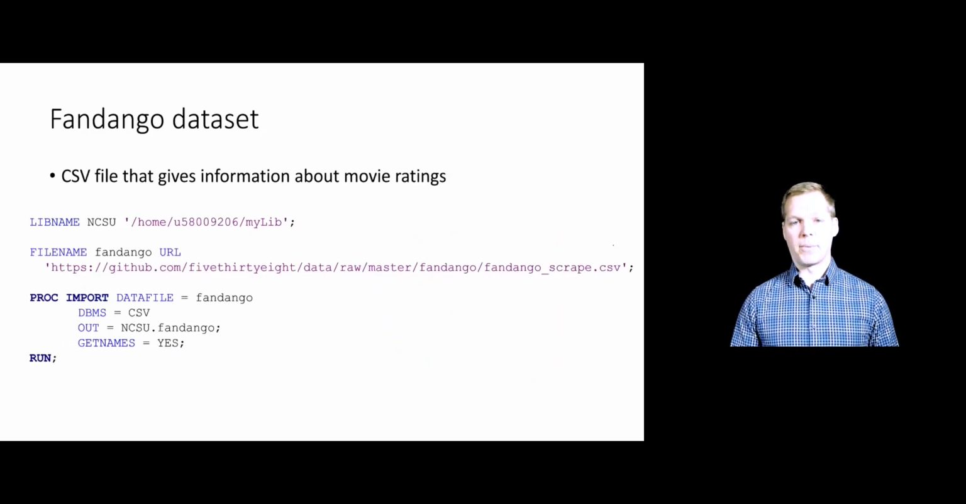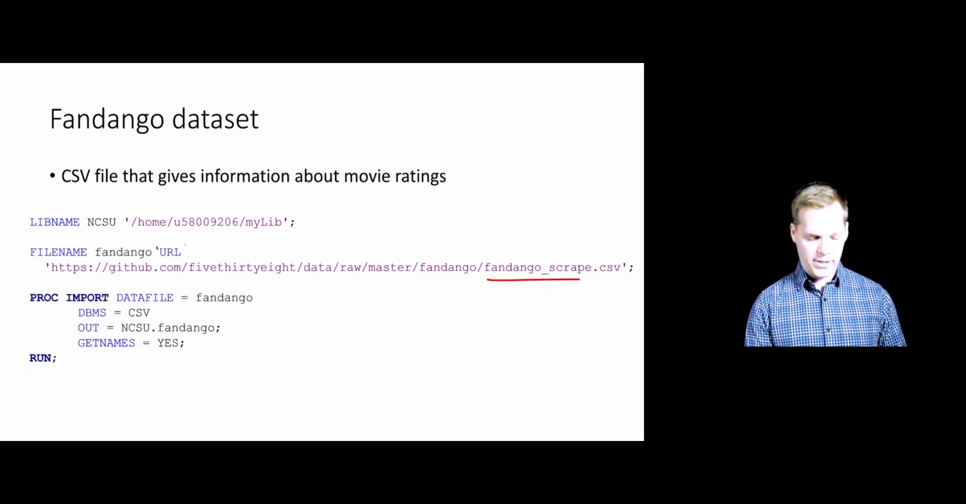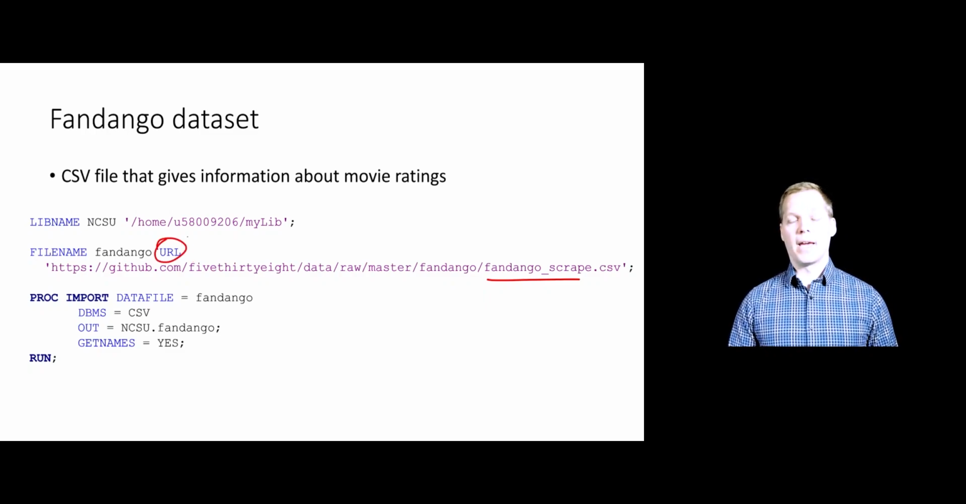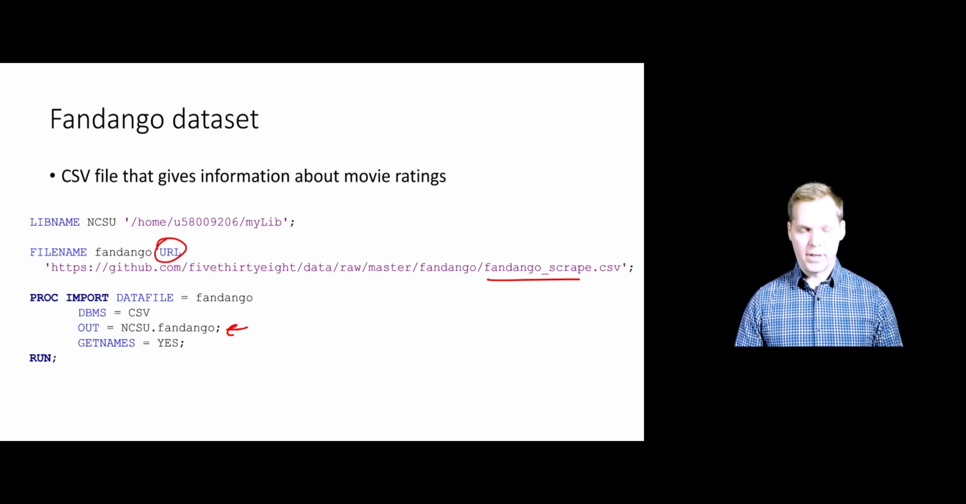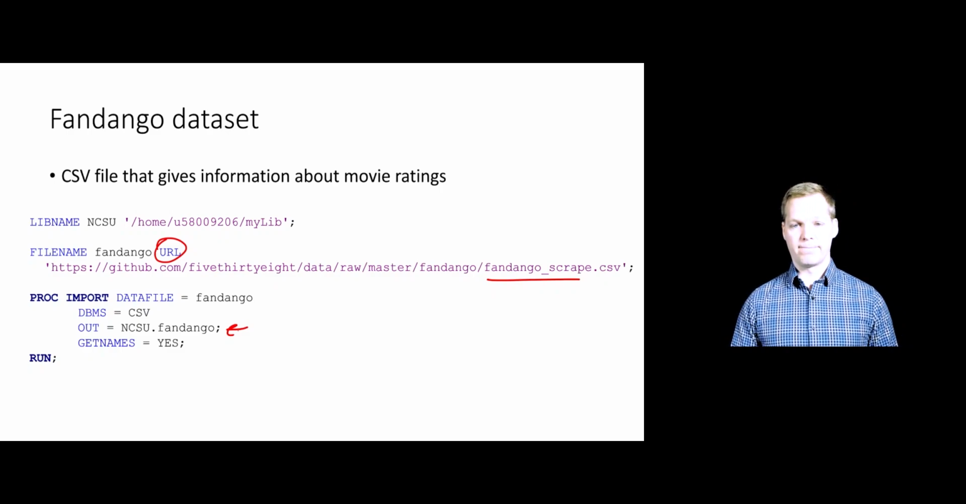Let's look at an example where we might do this kind of thing. There is a file available on the web that you can download. This is called Fandango_scrape. And we're going to read that into our NCSU library. So I've set up my library here at the top. Again, your numbers there are going to be different than my numbers. We're creating a file name reference called Fandango, and we're reading this from the URL. So we're specifying I'm going to read this from the web, and I'm going to use proc import to read that data set in. I'm going to read it into my NCSU library as a data set called Fandango.